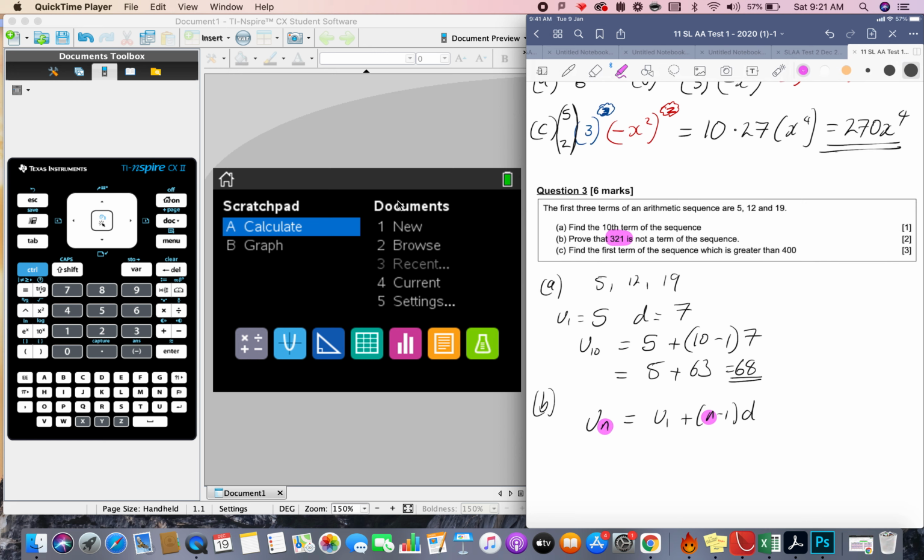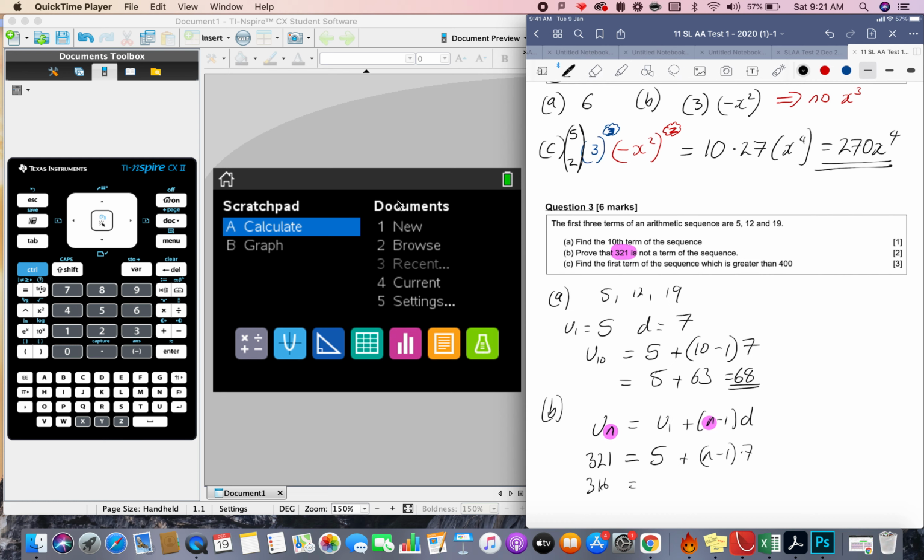So you can do this in a variety of ways. I'm just going to substitute. So if we have 321 as a number in the sequence, we should be able to get there somehow, if it is in the sequence, by going u1, 5, plus n minus 1 times d. And when we do this, we get 316 equals, 316 over 7 equals n minus 1. But then we see that n minus 1 equals, and we just switch to our calculator.